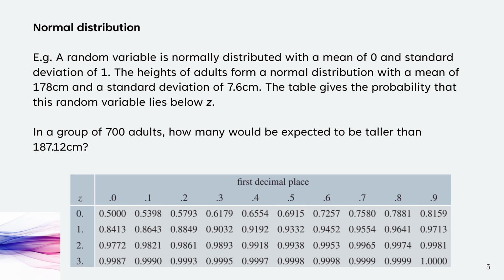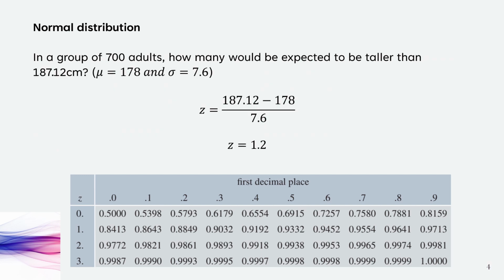So it's saying that the heights of adults form a normal distribution with a mean of 178 centimeters and a standard deviation of 7.6 centimeters. The table gives a probability that this random variable lies below the Z-score. So in a group of 700 adults, how many would be expected to be taller than 187.12? Now, in the HSC, this was a 4-mark question, so that means there's a lot that's going on. So let's look at this step by step.